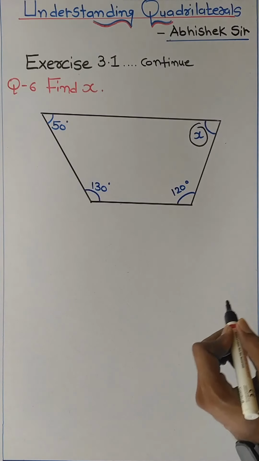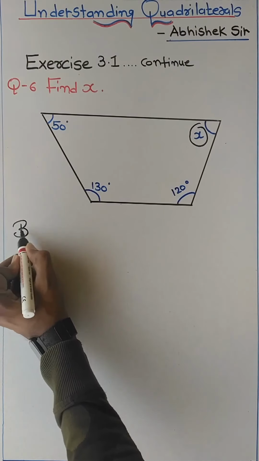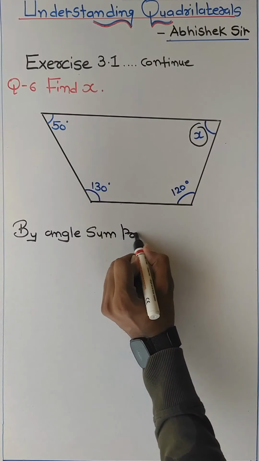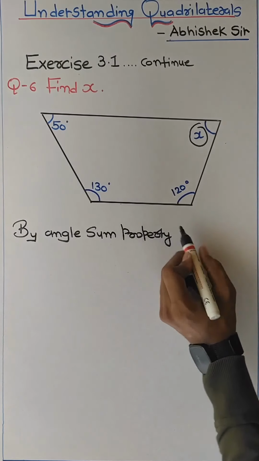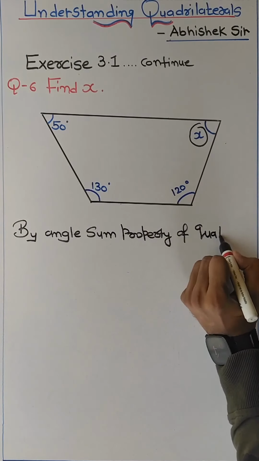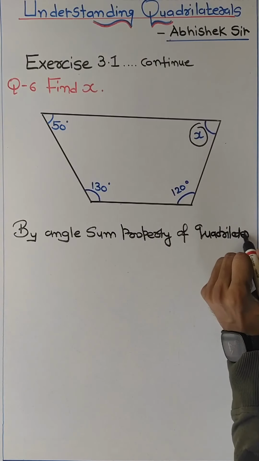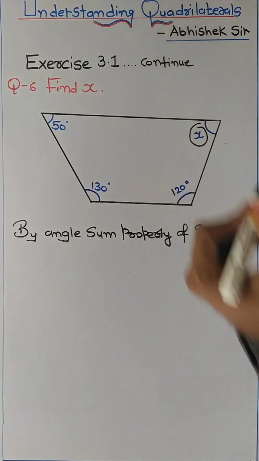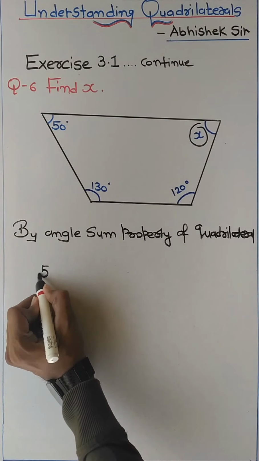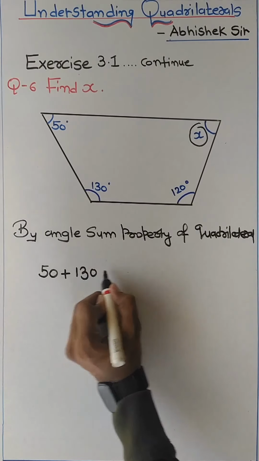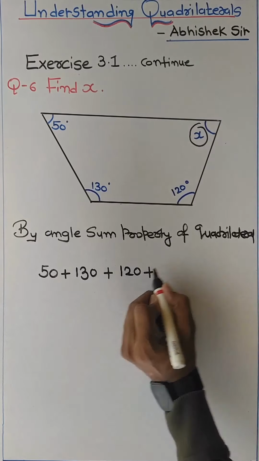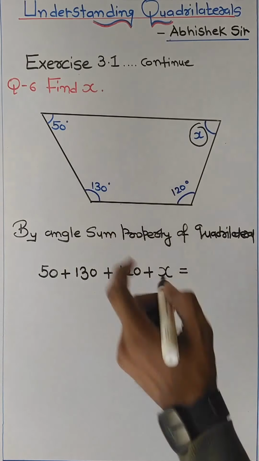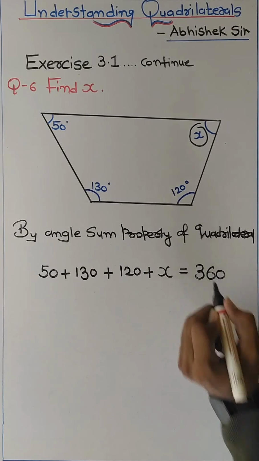Now let us use the angle sum property of a quadrilateral. Last time we have done this, so we will be repeating this. Now what is that property? If you add all the 4 angles, so let us add one by one. 50 plus 130 plus 120 plus the 4th angle, which doesn't have a value, so we'll write x, equals to 360. The quadrilateral angle sum property says that the total of all angles will be 360.